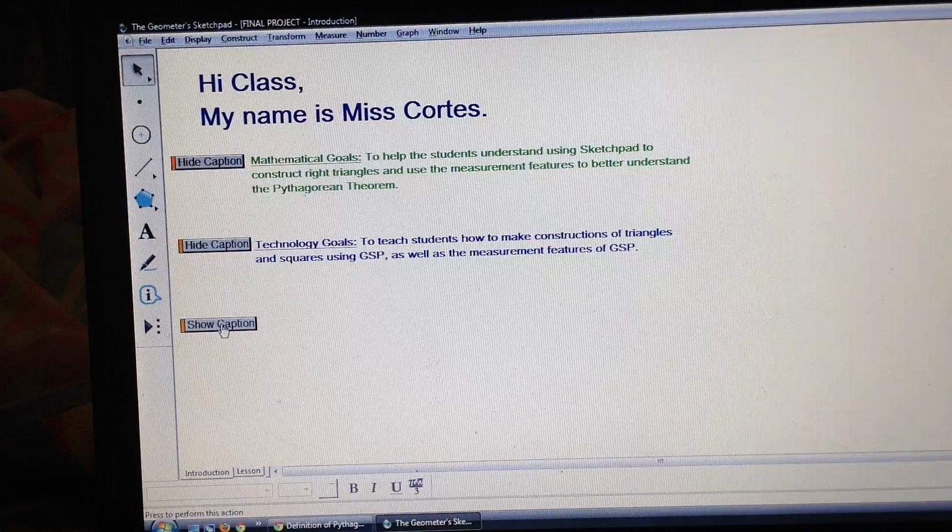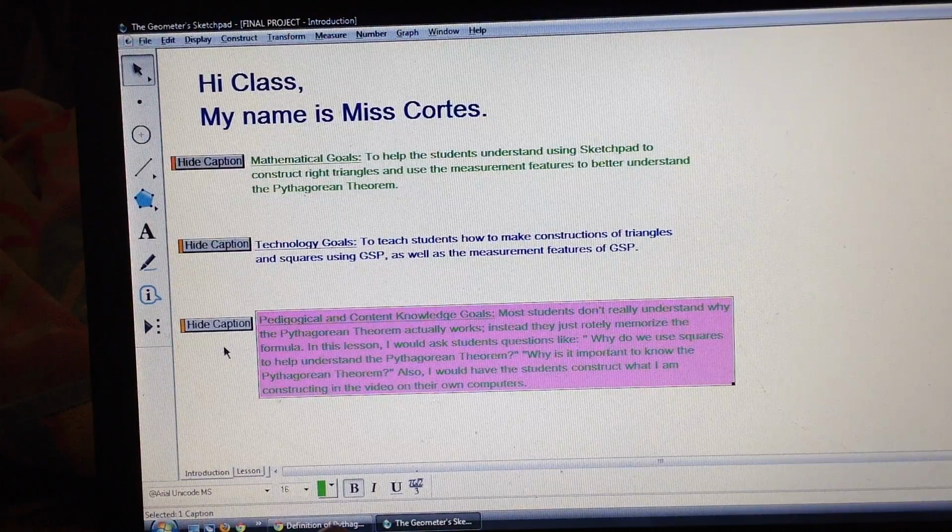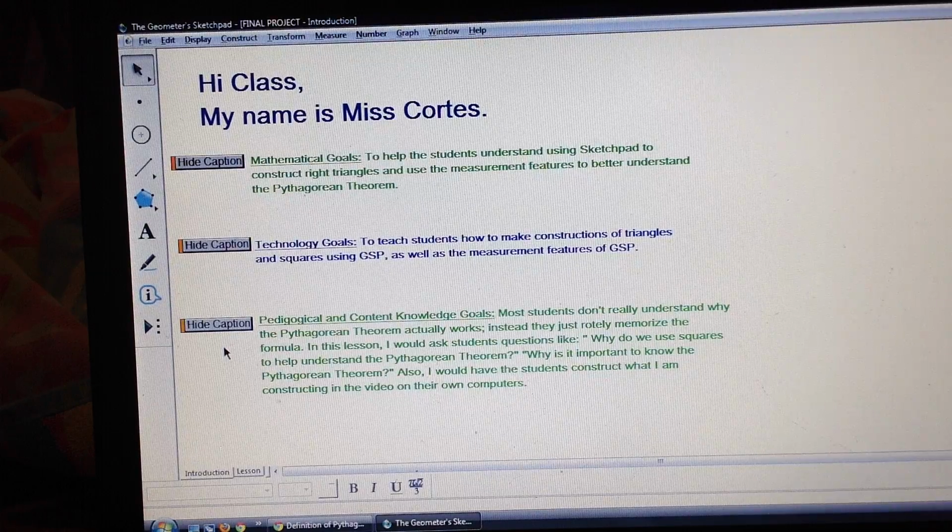So our pedagogical and content knowledge goals have to do with how in just every classroom practically there's a few students at least that don't understand what a formula really is for. They just know, oh, I use this formula and it does this. But they don't understand why that formula works. And so our goal today is to have students actually understand the reasoning behind the Pythagorean theorem and why it works. And during this lesson, I would ask students questions like, why do we use squares to help understand the Pythagorean theorem? And why is it important to know the Pythagorean theorem?